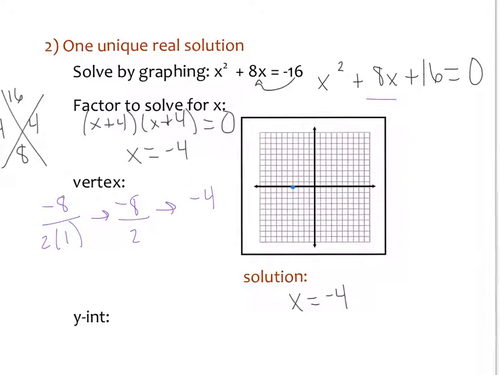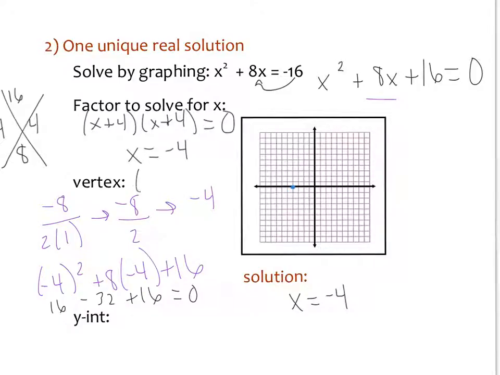So if I plug -4 in, I'm going to get -4 squared plus 8 times -4 plus 16, and that gives me here -4 squared is 16, minus 32, plus 16, which equals 0. So my vertex is (-4, 0), and if I plot that, that's actually where that one solution is right now.